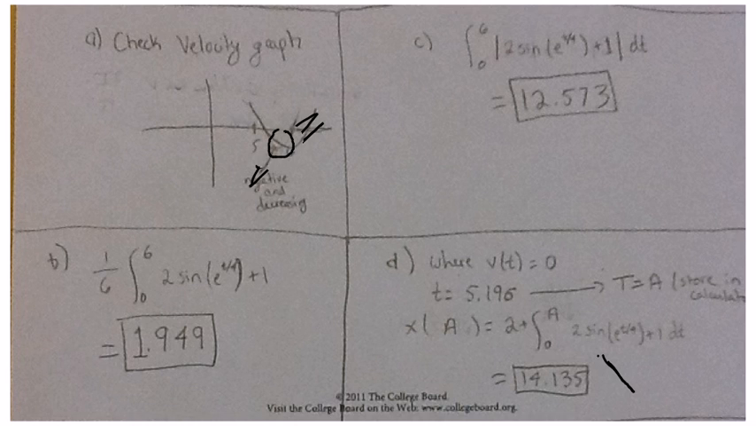However, we must remember to add 2 to our answer because it was given in the original problem that x of 0 equals 2. So 2 plus the integral from 0 to a of the velocity function gives us 14.135.